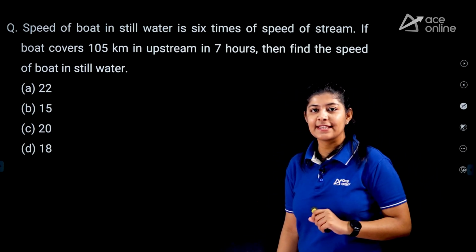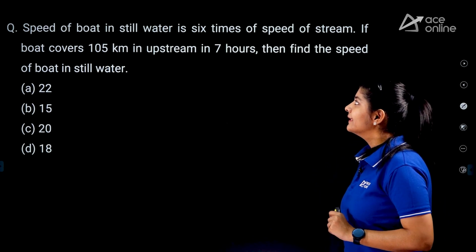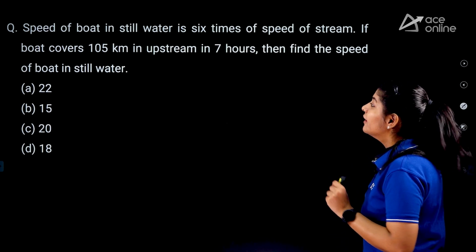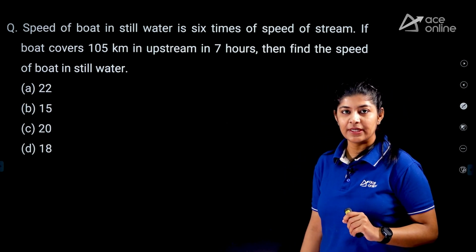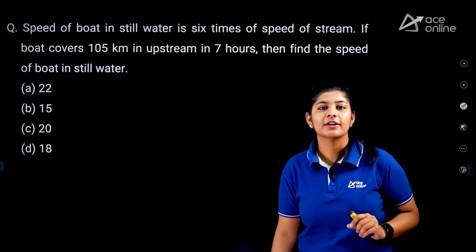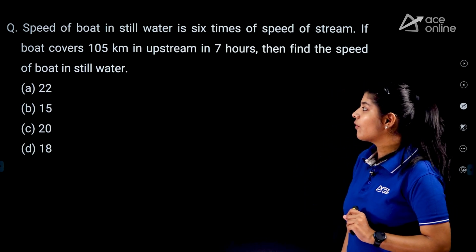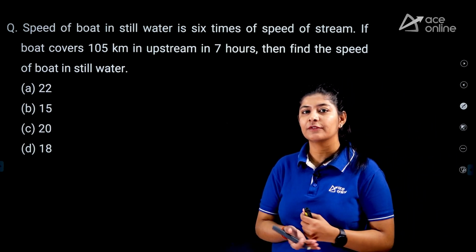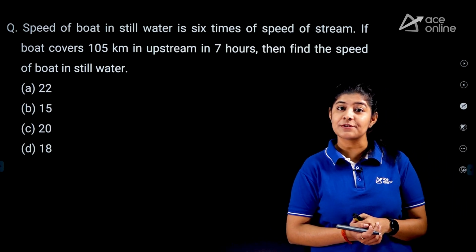So the next question says that speed of boat in still water is 6 times of speed of stream. If boat covers 105 kilometers in upstream in 7 hours, then find the speed of water in still water. Now what we need to do? We need to find out the speed of water in the still water. So again, you are having 30 seconds time to solve this particular question. All you need to do is you need to apply the concept of upstream.